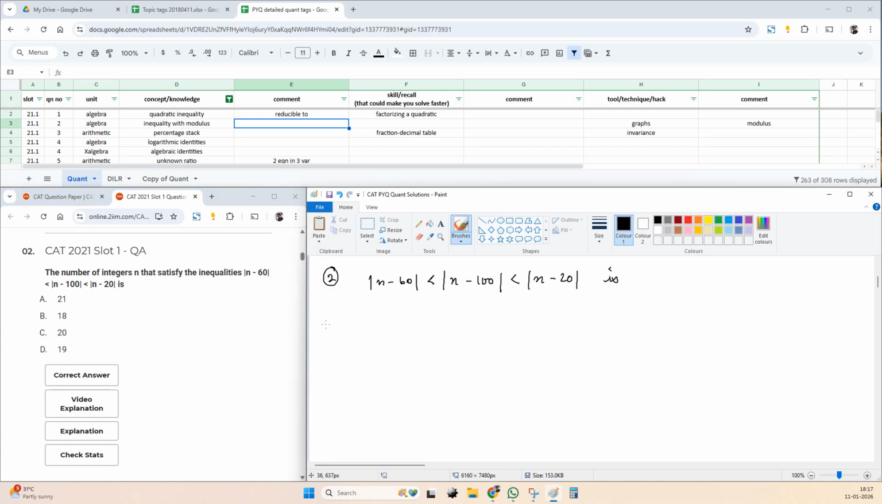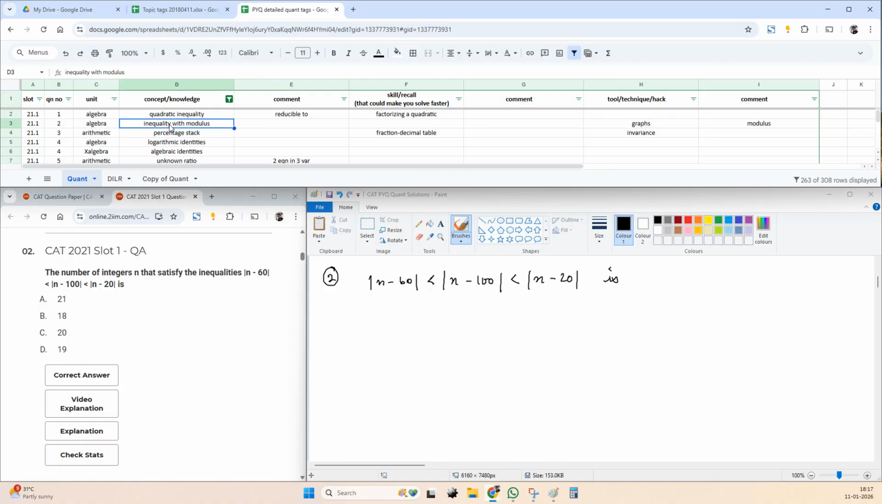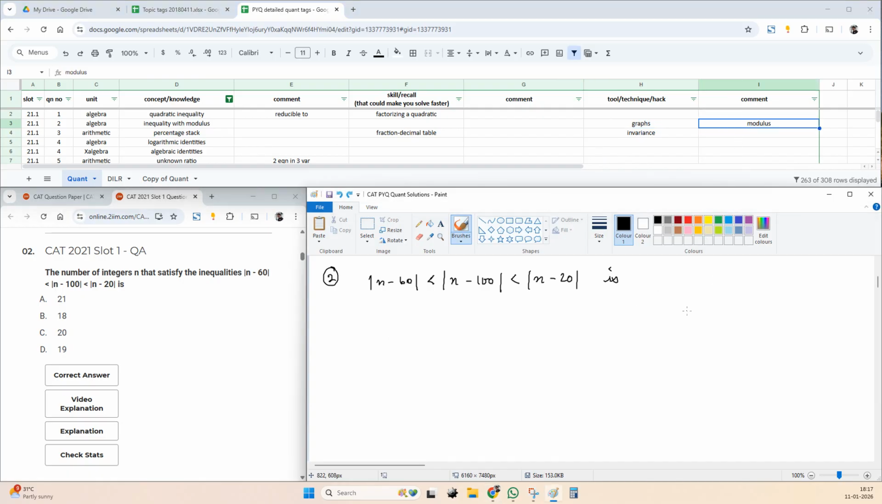We'll talk about it. But the best way to solve this is graphically. I've written it here. I could write it here as well. What we're dealing with is inequalities with a modulus. That's an inequality, and there is a modulus symbol. That's a separate subtopic when we learn inequalities. And then as a general problem solving tool, I've mentioned graphs, modulus. Let's look at this.